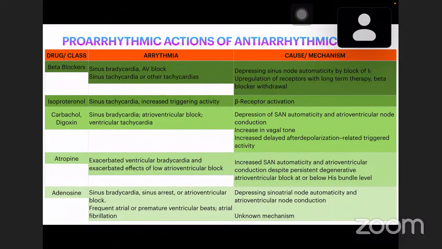So adenosine, sinus bradycardia, sinus arrest, and atrioventricular block, because it depresses the sinus node automaticity and decreases the AV node conduction. And frequent atrial and premature ventricular beats and atrial fibrillation. The mechanism is still unknown for this.